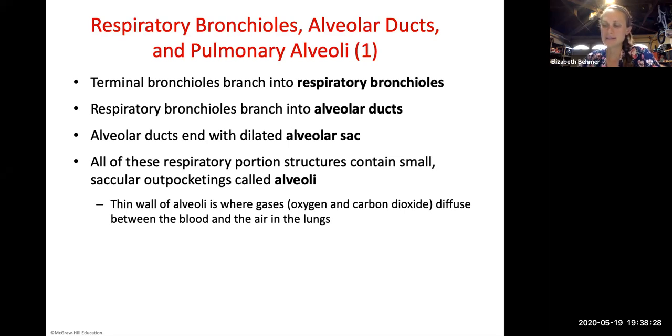And I call these little sac structures little clusters of grapes, with each outpocketing called an alveoli. And each alveoli has an incredibly thin wall, and this is where gases, oxygen and carbon dioxide, will pass through that wall by simple diffusion between the blood and the air in your lungs. And you'll go through how that happens in physiology, but you have capillaries surrounding all these alveoli, and those capillaries bring deoxygenated blood, and they take away oxygenated blood when they pick up oxygen.